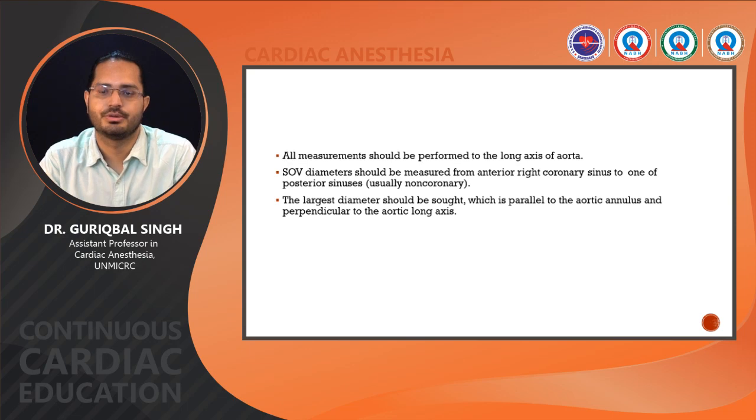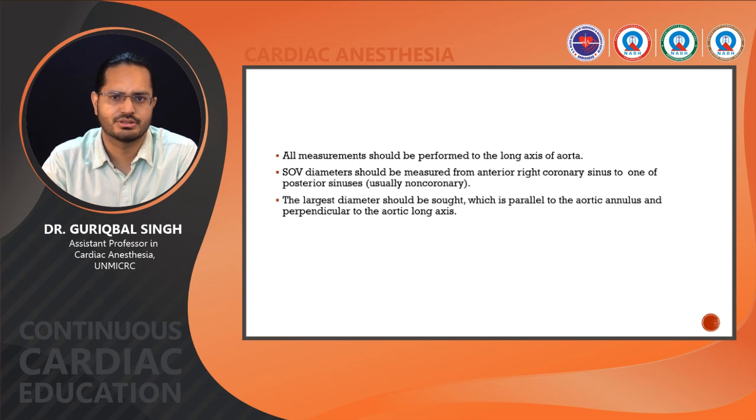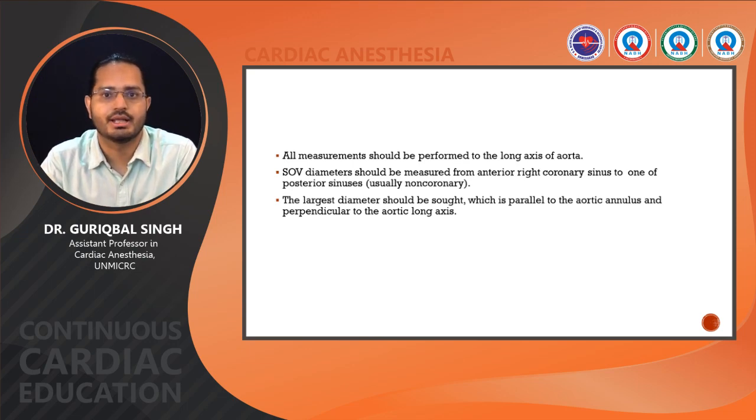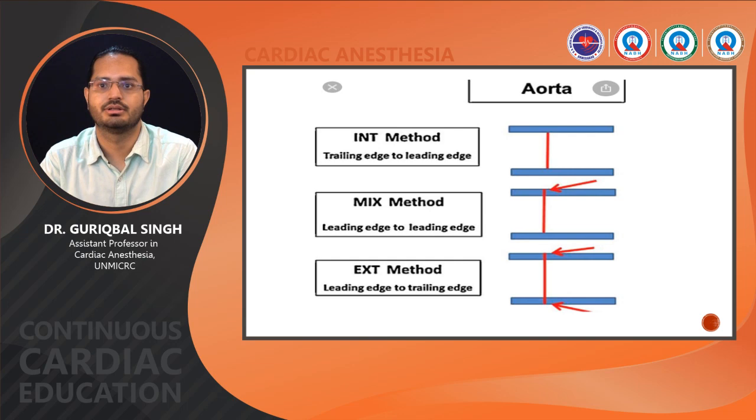All measurements should be performed to the long axis of the aorta. Sinuses of Valsalva diameter should be measured from the anterior right coronary sinus to one of the posterior sinuses, which is usually non-coronary, and the largest diameter should be sought, which is parallel to the aortic annulus and perpendicular to the aortic long axis. So these are the various methods.